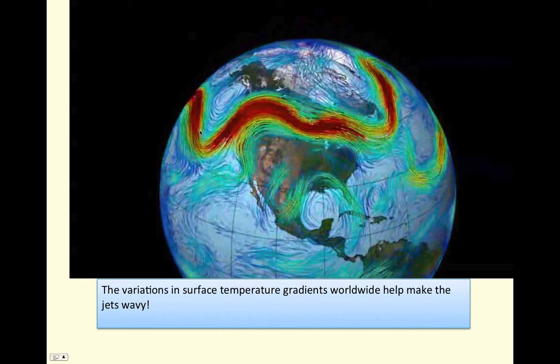The red coloring is showing where that air is moving quite a bit faster, and that's the definition of the jet here. We can see the waviness of it as we go around the northern hemisphere, and this is due to really cold pockets of air coming down from the north. Anytime that happens, that changes the pressure gradients aloft, and that changes the winds aloft.